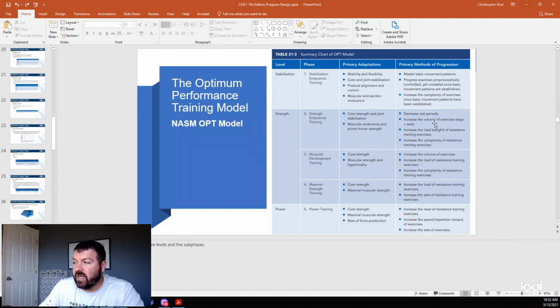So decrease rest periods, increase the volume of exercises, increase load and resistance, and increase the complexity of the sessions and training. Phase 3, muscular development training: again, core and muscular strength and hypertrophy. Increase the volume of exercises, increase the load, and again, increase the complexity of resistance training. And then on to phase 4, maximal strength. This is just increasing load in resistance training and increasing the sets. And last one's power: again, core strength, maximal muscular strength, and rate of force production. So increase the loads, increase the speed and repetition tempo of exercises, and increase the sets of each exercise.